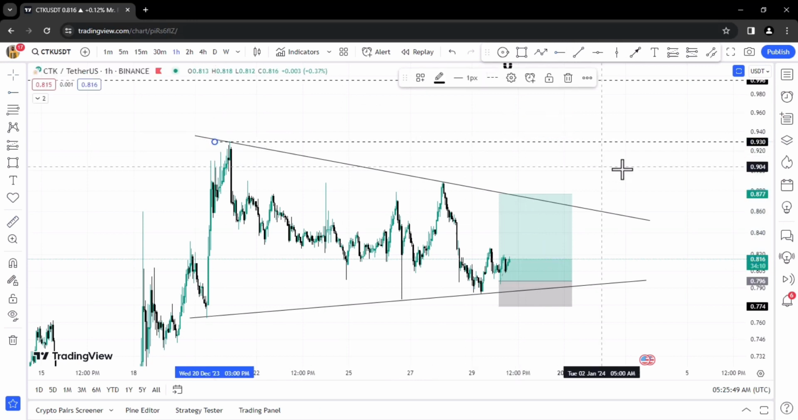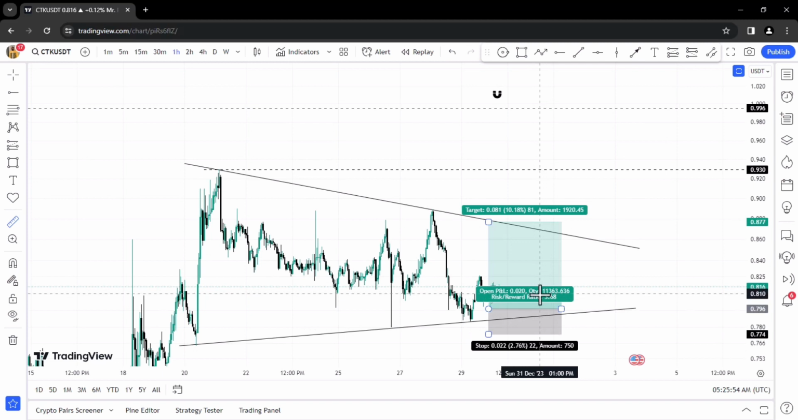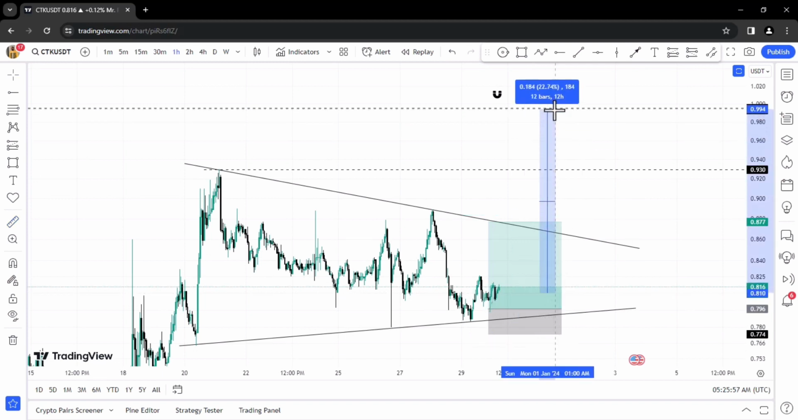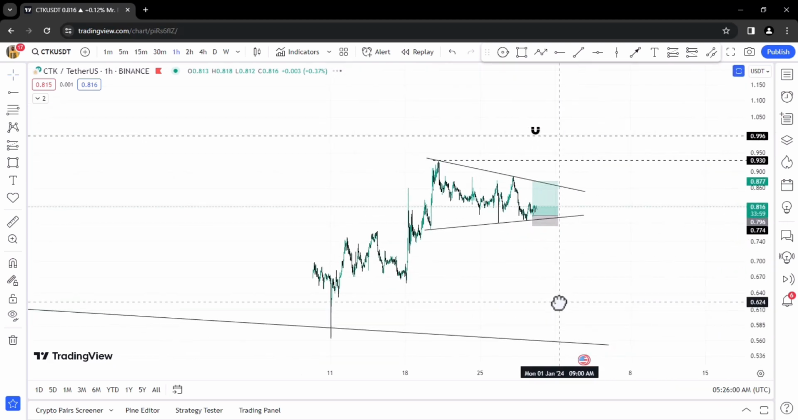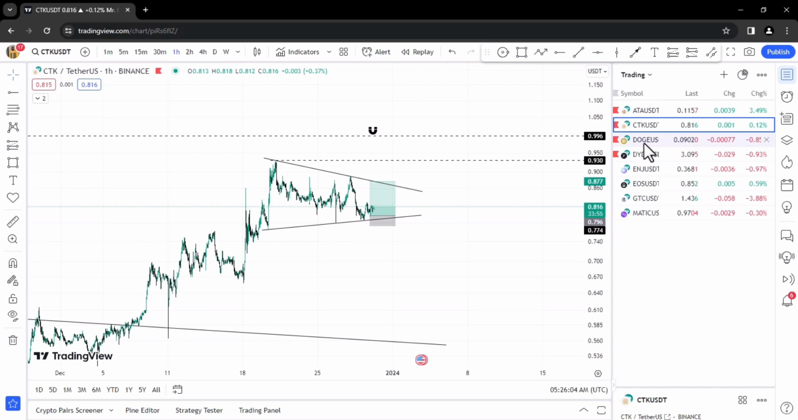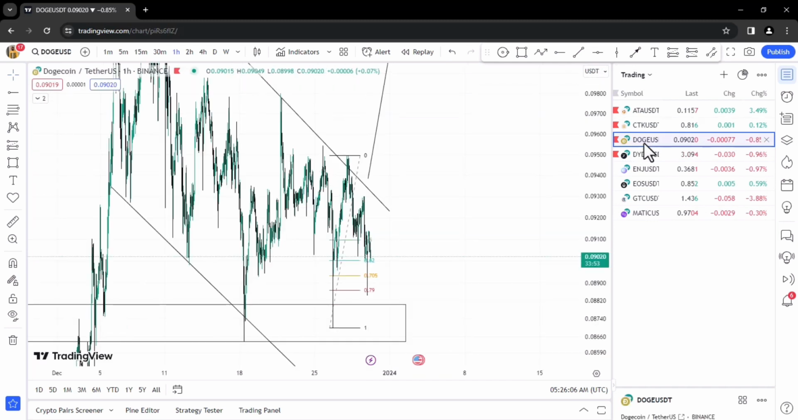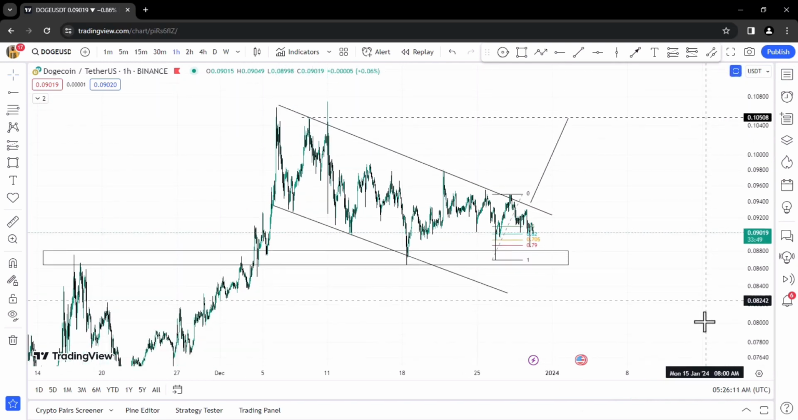That's for futures, but if you're on spot, you can hold the bag all through from here to here. That's around 22%, which is very good. So this is a good buy, and next is Dodge. Yeah, so you all know how Dodge moves.